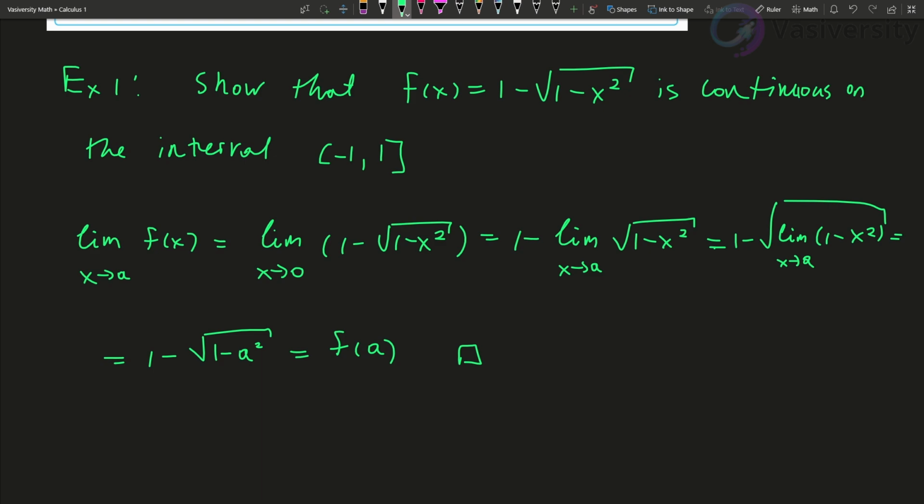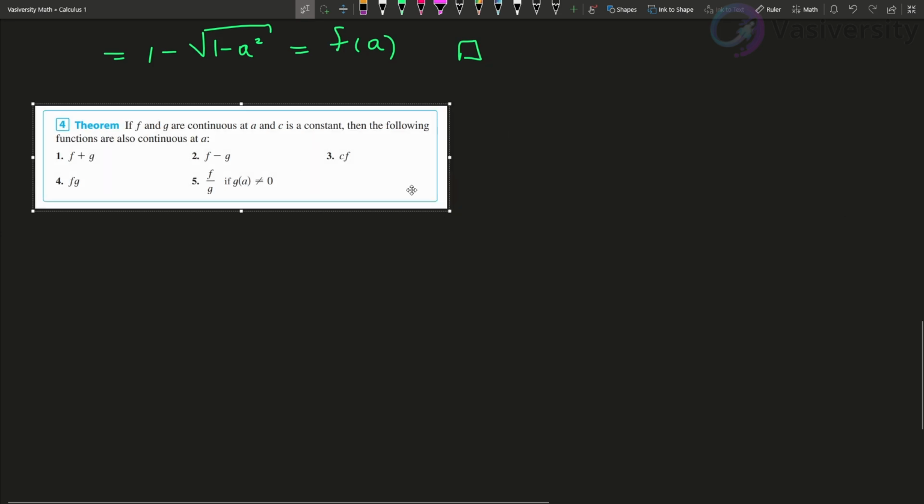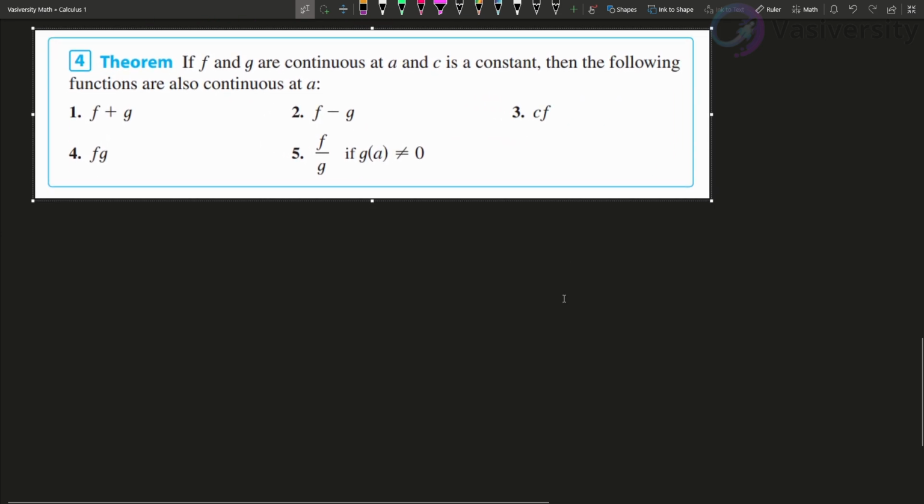Now, what if we have multiple functions? Can we have continuity at multiple functions? Well, we can have a theorem on that. If f and g are continuous at a and c is a constant, then the following functions are also continuous: the sum f plus g, the difference f minus g, and the constant multiple c times f. For f times g, it is also continuous, which is very interesting. And f over g is also continuous as long as g of a is not zero.